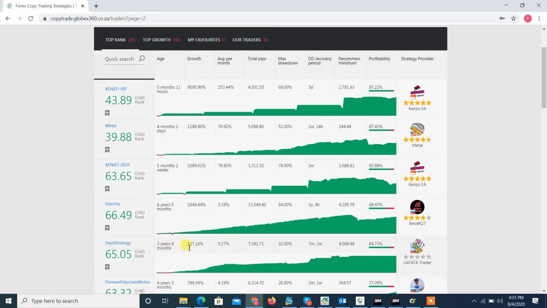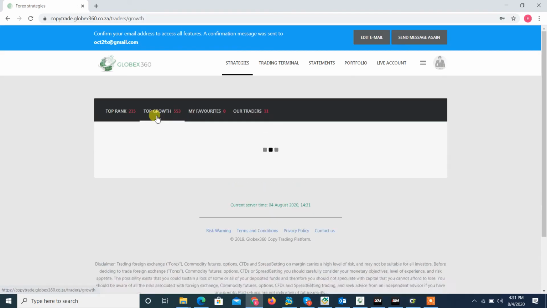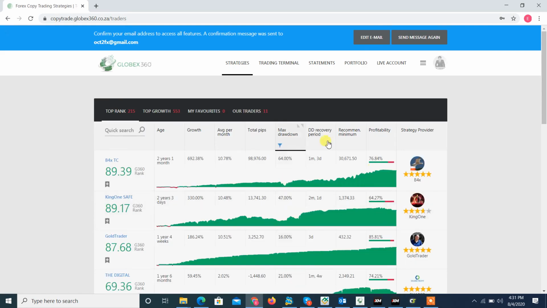Right. So one of the things I recommend, and this goes the same for the top growth, you can see the same things across the top growth guys. So I'll get into how to pick top growth or top rank. And remember that this is my personal recommendation, and you can always customize it to your needs.